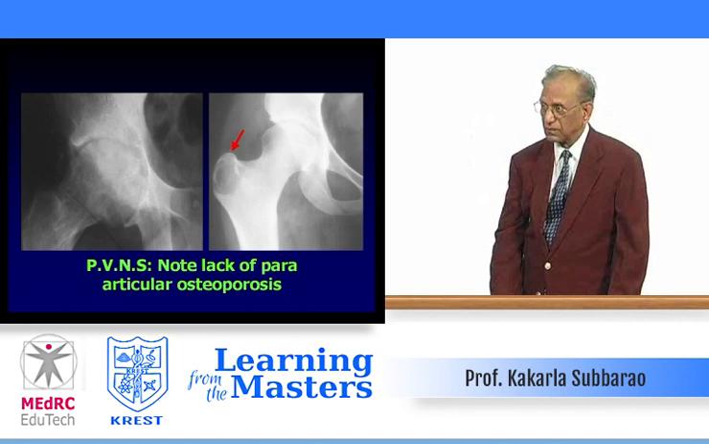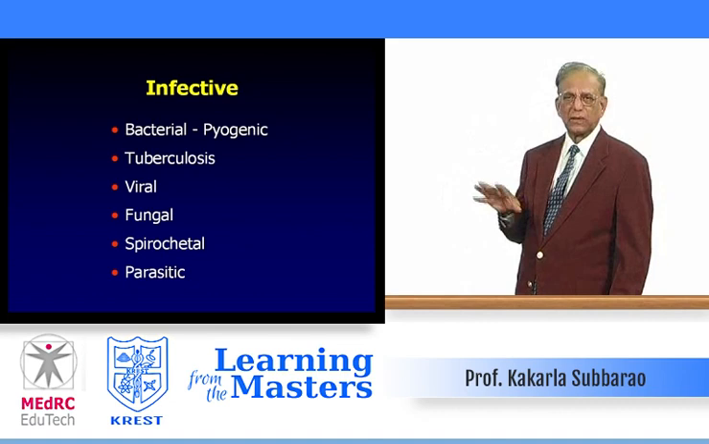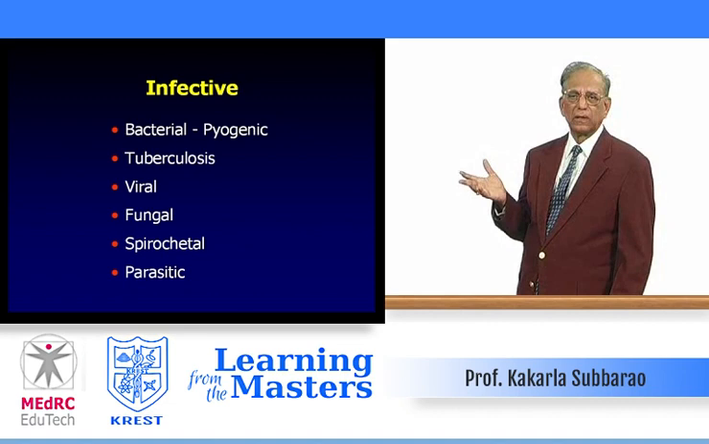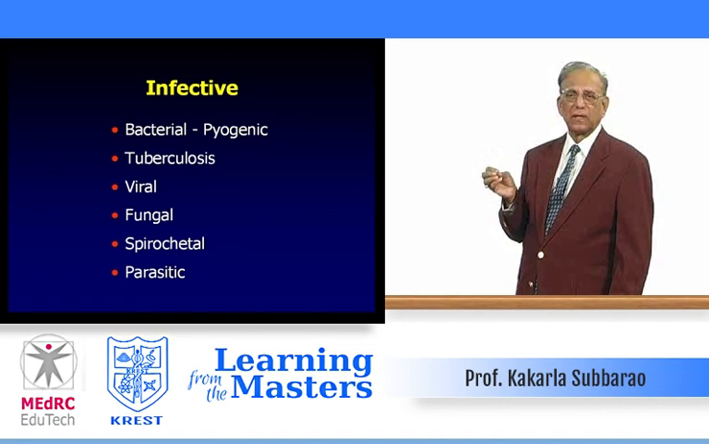Now we come to infective causes. Particularly in our country, infective arthritis is quite common both in children and adults. That too, tuberculosis, bacterial, pyogenic osteomyelitis and pyogenic arthritis, staphylococcal, and tuberculous arthritis, viral. Of course, today we don't see smallpox type of arthritis. We may find the sequelae. Smallpox has been completely eradicated, so we don't see the osteoarticular changes that occur in smallpox.